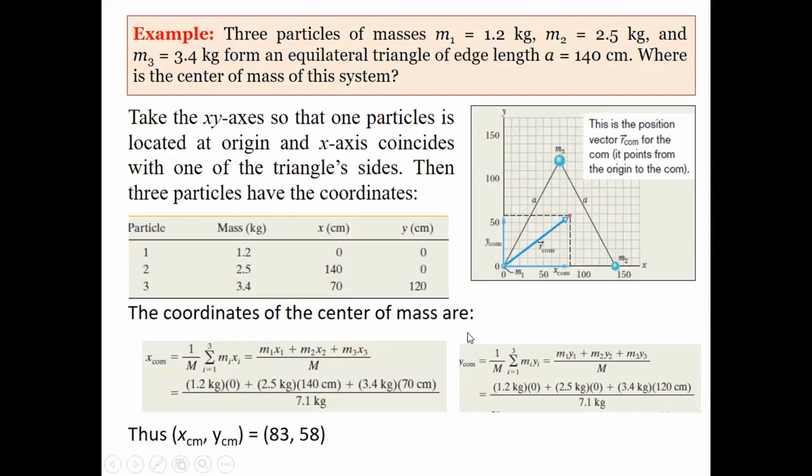Let us do this one simple example. There are three particles of mass m1 equal to 1.2 kg, m2 equal to 2.5 kg, and m3 equal to 3.4 kg. They are forming an equilateral triangle of edge length a equal to 140 centimeter. The question is, where is the center of mass of this system?